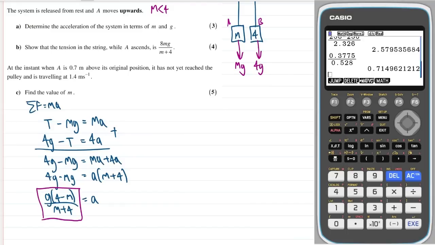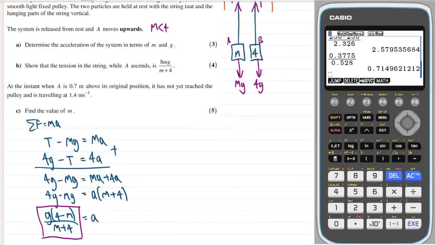Perfect. Next, it says show that the tension in the string while A ascends is 8mg over m plus 4.